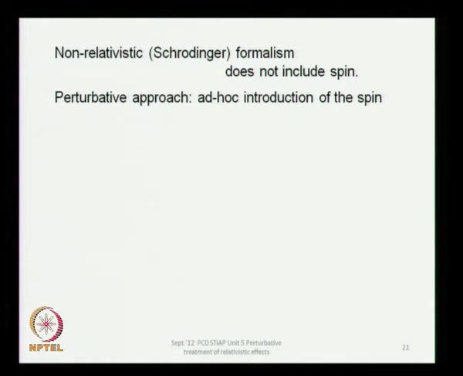Now, from the point of view of non-relativistic Schrodinger mechanics, quantum mechanics, spin as such does not really exist. The non-relativistic Schrodinger equation has no scope to accommodate spin. The only way to do it is on a completely ad hoc basis.